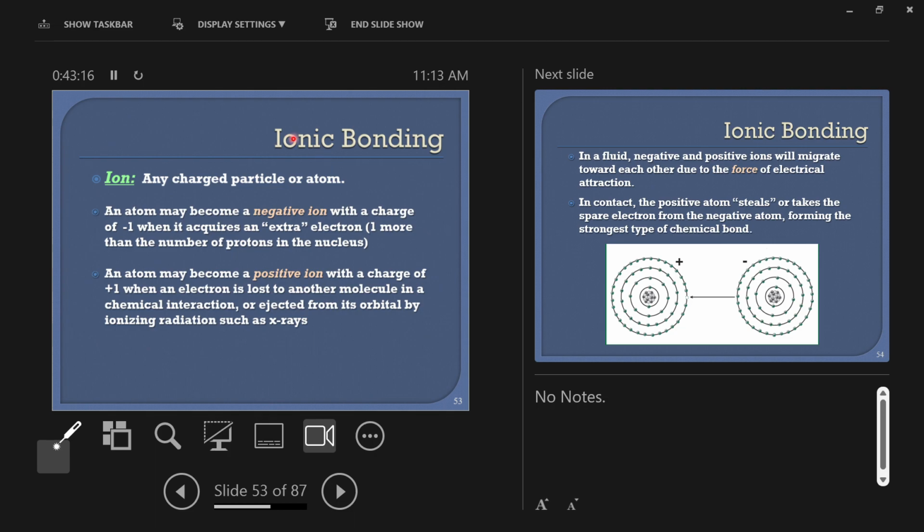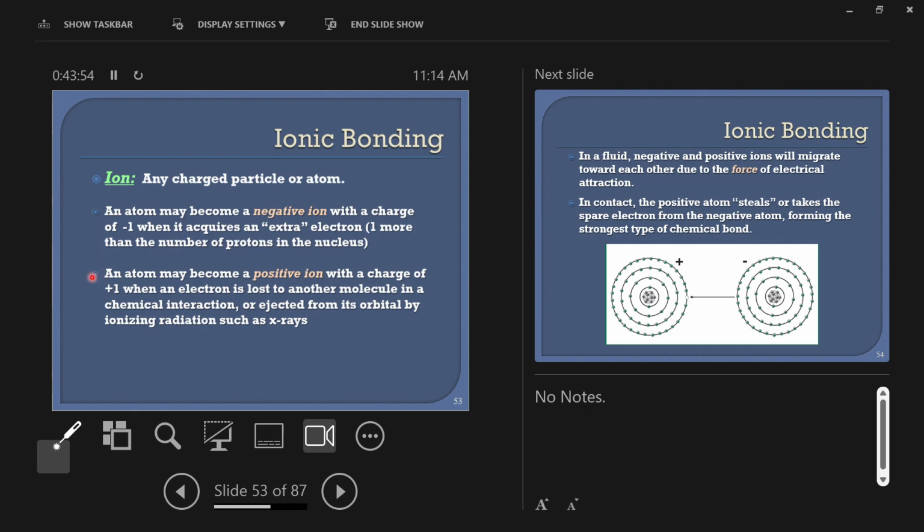The other type is called ionic bonding. An ion is any charged particle or charged atom. So an electron out in space by itself is an ion. An atom with an electric charge all by itself is also an ion. An atom may become a negative ion with a charge of -1. Remember, electrons have a -1 charge. So if you're a neutral atom and you grab onto one electron momentarily, then you're a negative ion.